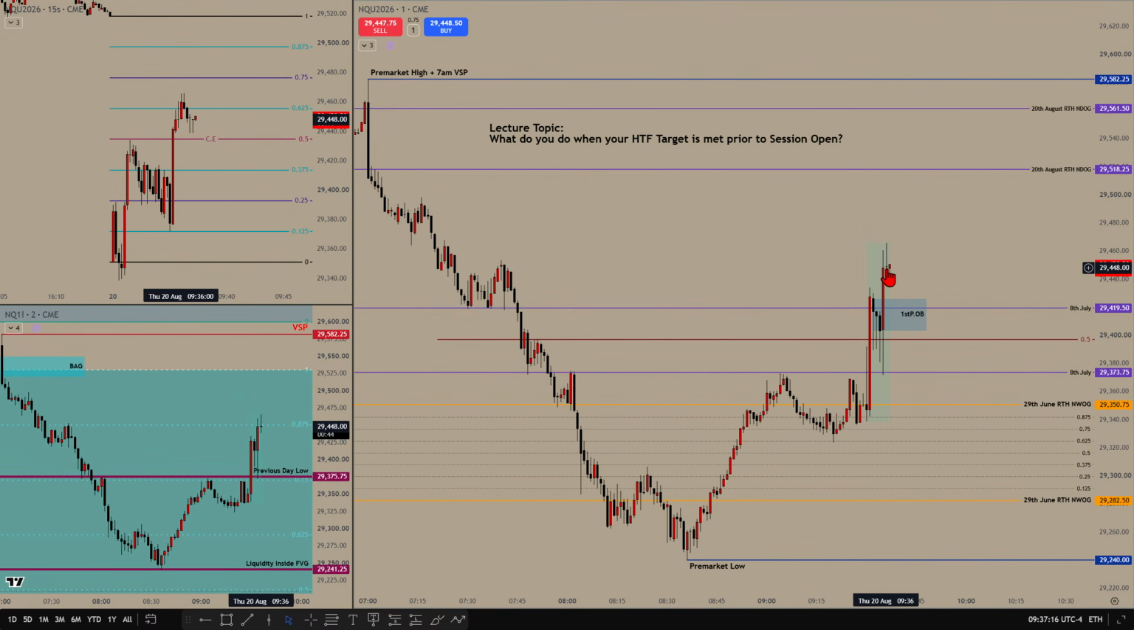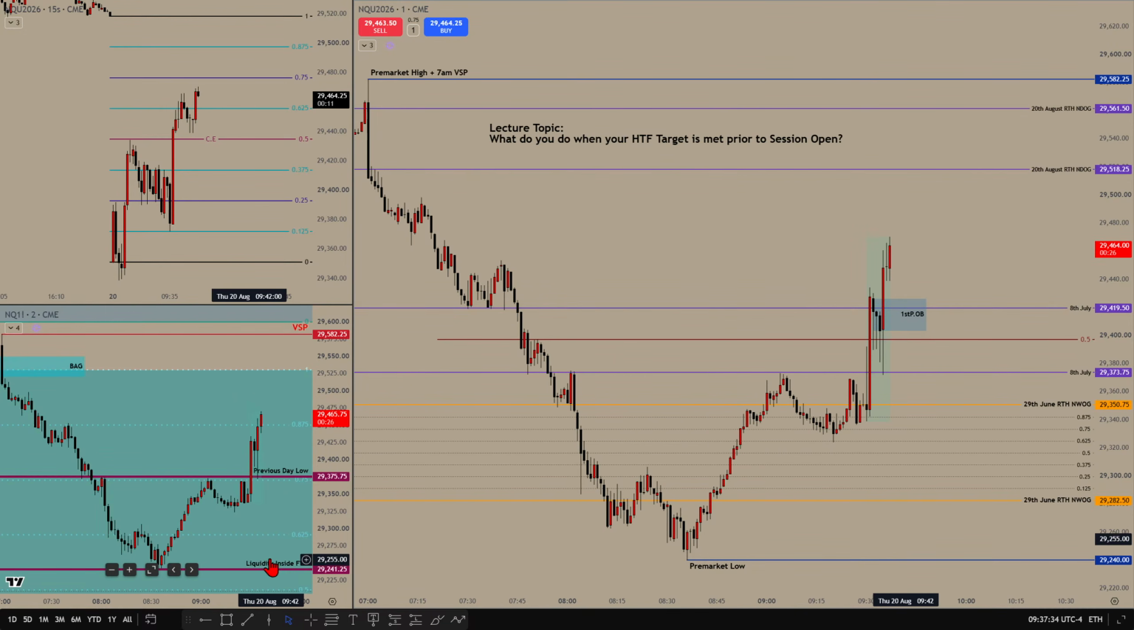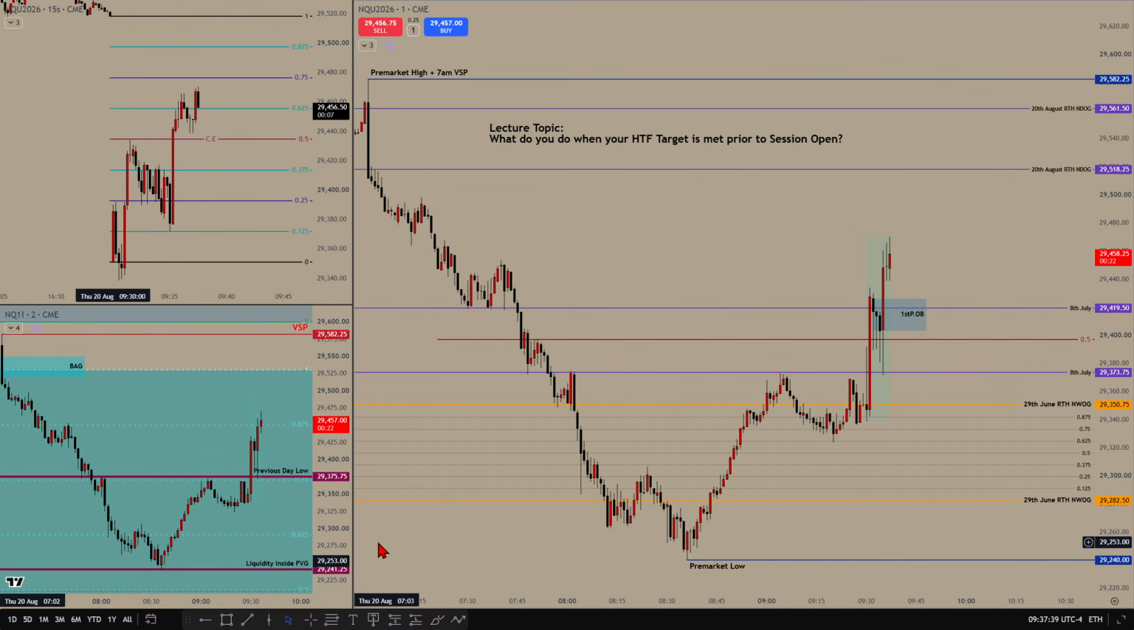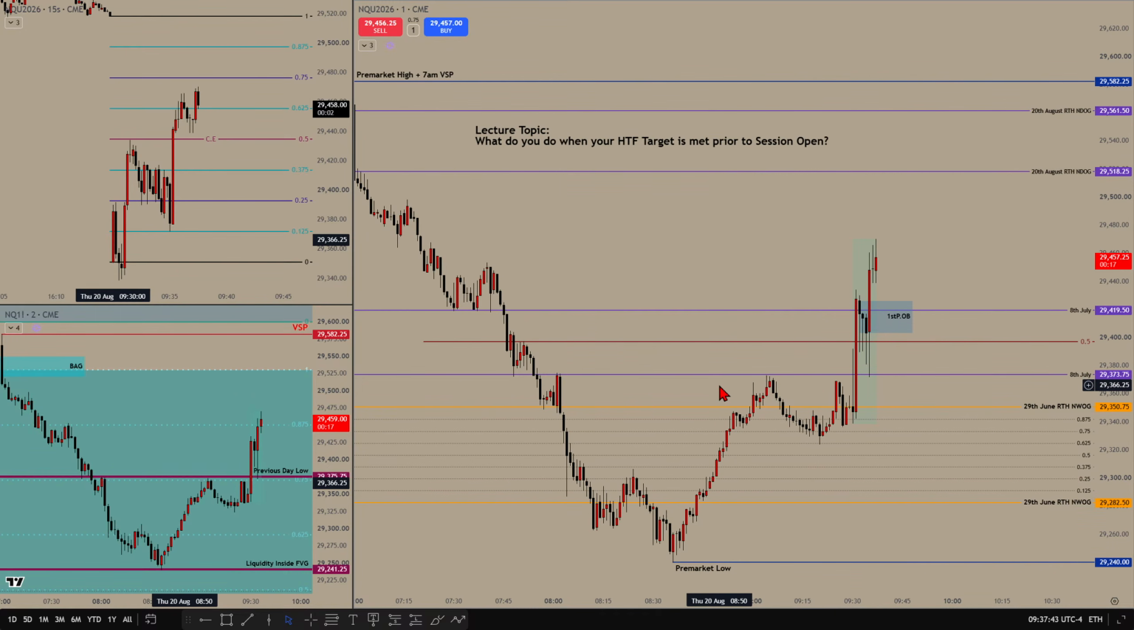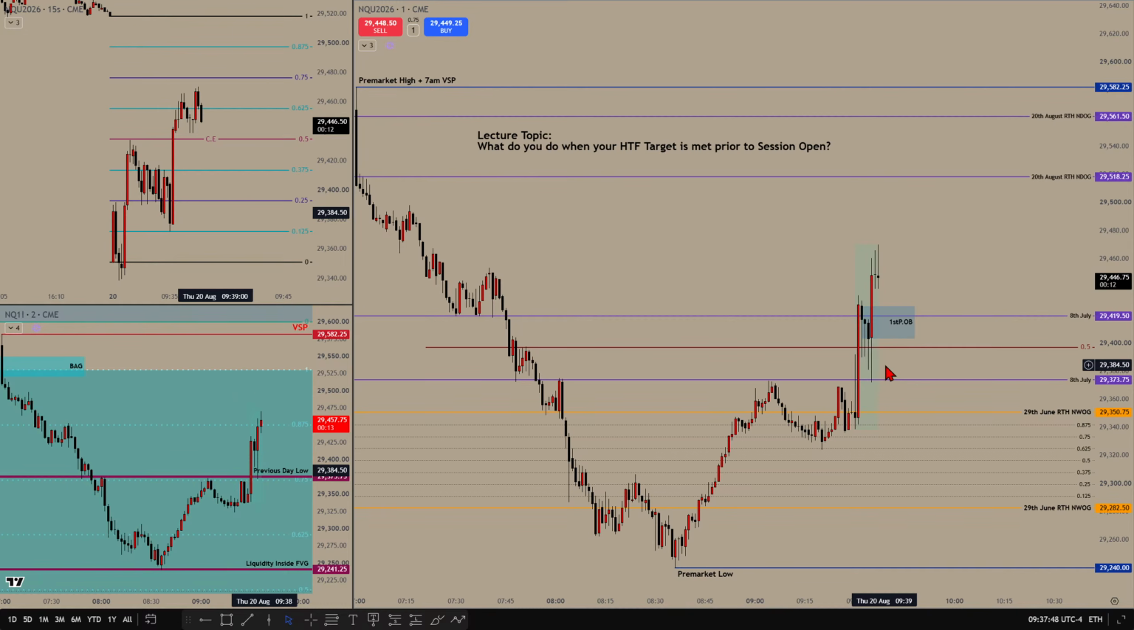Another doji. Same principle as on the daily chart. That should be a bit of a logic body. Okay, so if your high time frame target is met prior to the session open, the first thing you have to do is dial back any expectation, because your expectation for that daily or high time frame target to be met has already happened. So now you need more information to work with, and that information is generally going to be in the form of letting the first 15 to 20 minutes play out.